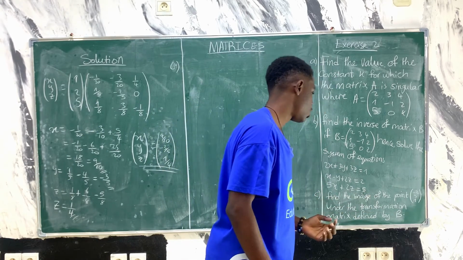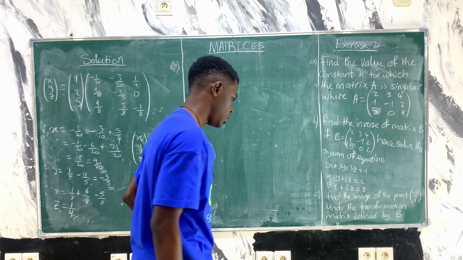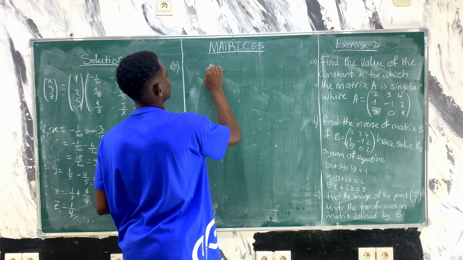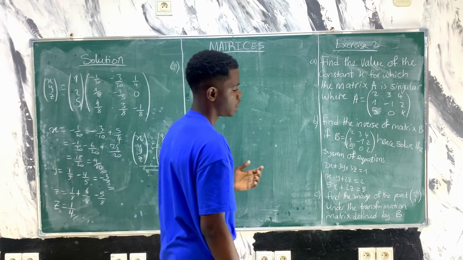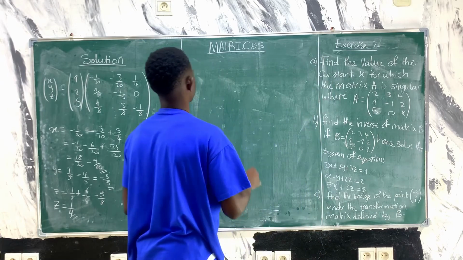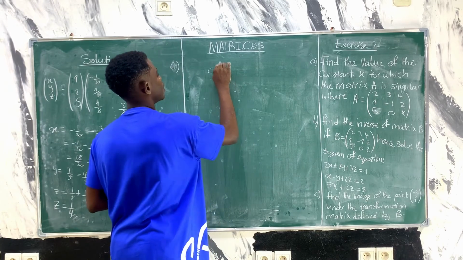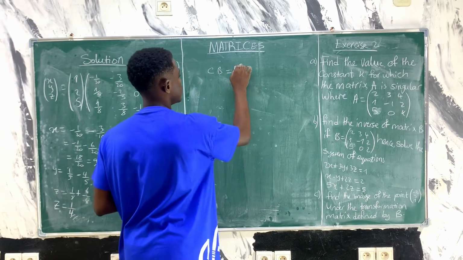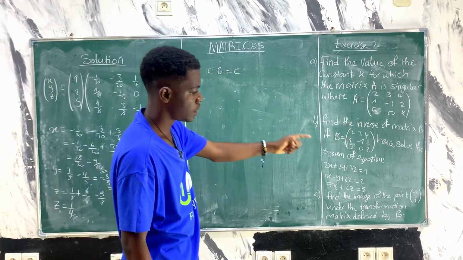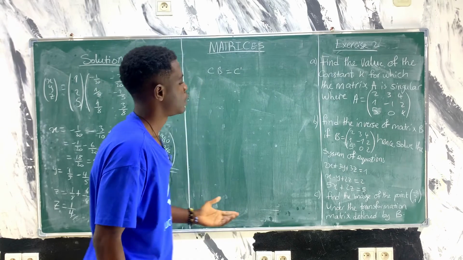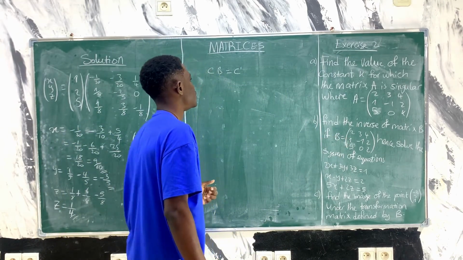When they ask you to find the image of a point under the transformation matrix, it means you have a matrix B. You have a point. Let's imagine that this is C. The transformation matrix is B. The image will be this C prime. So if you have a point like this, it could be called the point C. The matrix, which is this, will be called the matrix B. The image, they ask you to find the image.